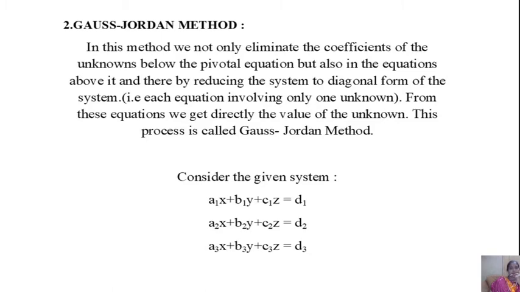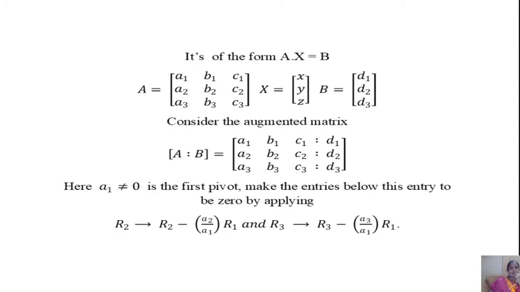Similarly, we will consider a 3 cross 3 matrix. Consider the given system of equations as a1x plus b1y plus c1z is equal to d1, a2x plus b2y plus c2z is equal to d2, a3x plus b3y plus c3z is equal to d3. It is again of the form AX equal to B. We know that A is the matrix a1, b1, c1, a2, b2, c2, a3, b3, c3, X is the column matrix x, y, z, and B represents the constants d1, d2, d3.